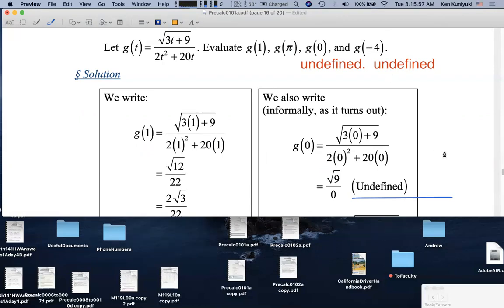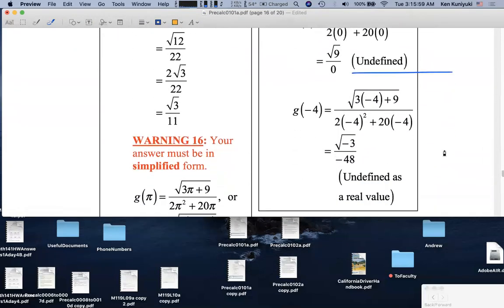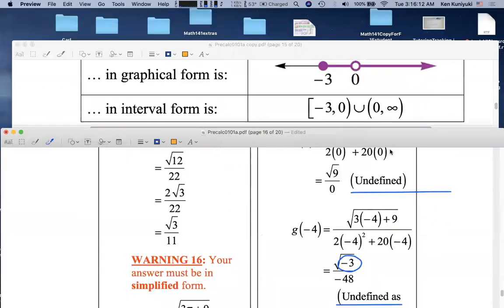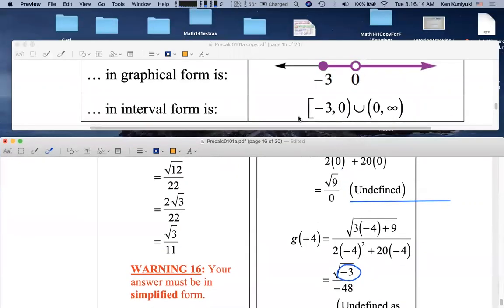Likewise, if you try to plug in negative 4 for t, the problem here is that we try to take the square root of a negative number, which is a no-no. Again, the result is not real, it's undefined as a real value. Or again, we could have found the domain, as we did here, and we observe that negative 4 is not in here.